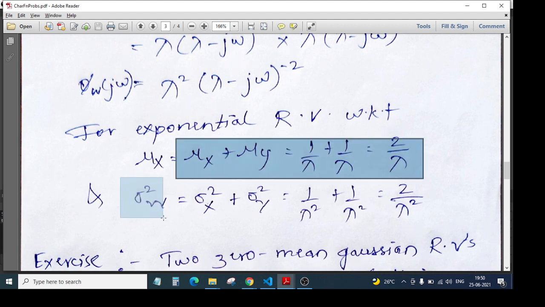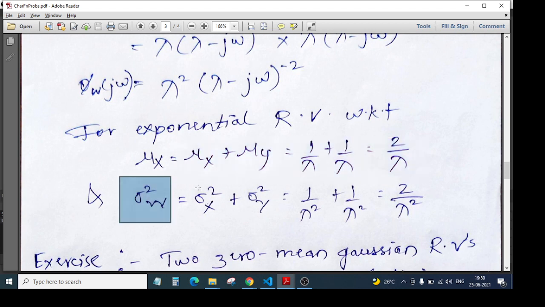Variance is also we will be adding for your w. So please make a correction here, this is not mu x, this is mu w. Please make a small note, this small correction. Instead of mu x, you will be writing here mu w. Okay. Similarly, variance of w is nothing but variance of x and y, which is nothing but 1 by lambda square plus 1 by lambda square. You will be getting here 2 by lambda square.